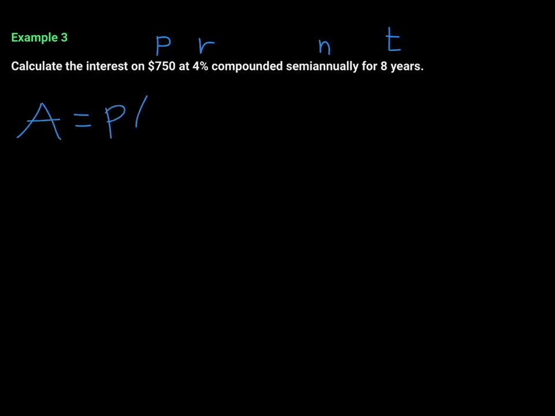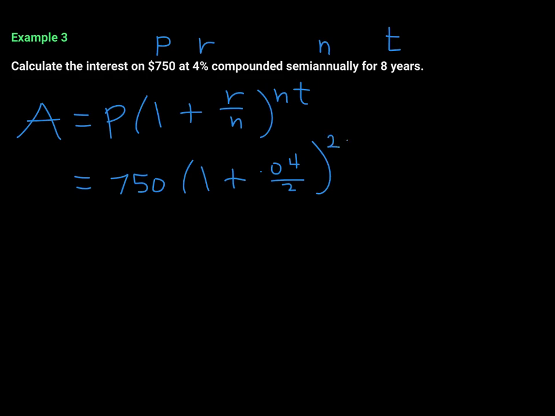The principal times 1 plus r over n to the power of nt. So this is $750 times 1 plus 0.04 divided by 2 to the power of 2 times 8. So then this is 750. I'm going to go ahead and evaluate this. 0.04 divided by 2 turns out to be 0.02, and then adding 1.